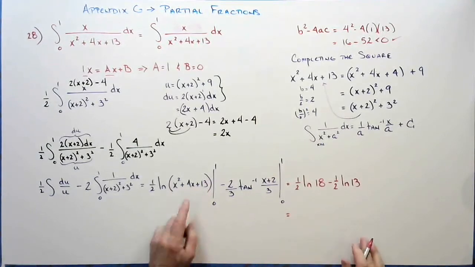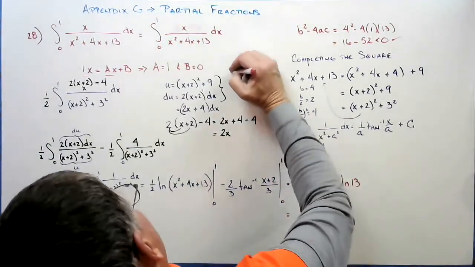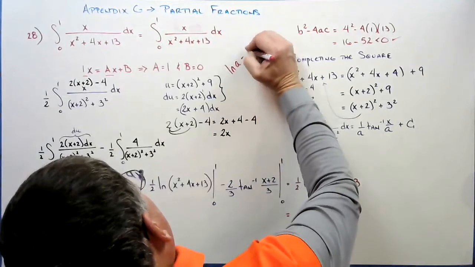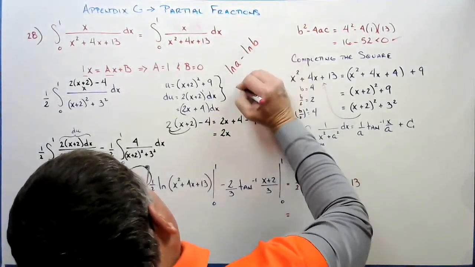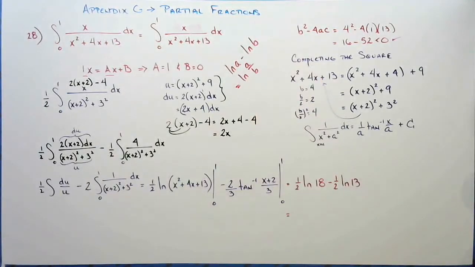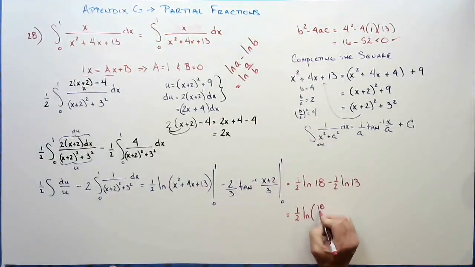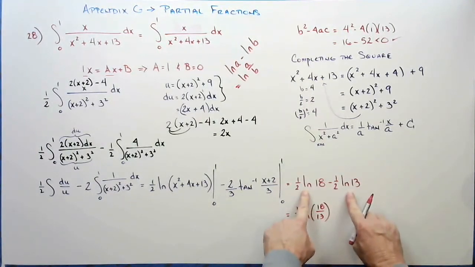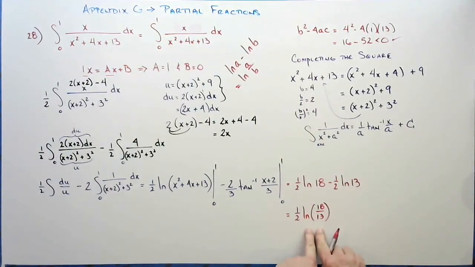We were taught in pre-calc that if you have the natural log of A minus the natural log of B, that's equal to the natural log of A divided by B. That was a property of logs we were taught in pre-calc and algebra 2. So I can simplify this as 1/2 the natural log of 18 divided by 13. That's an expected outcome for a Calc 2 student. A Calc 2 student shouldn't leave something that looks like the previous form. They should express it like this.